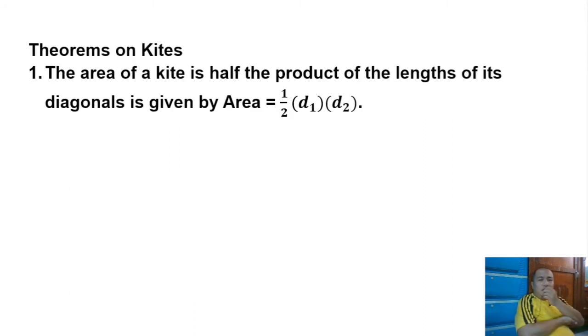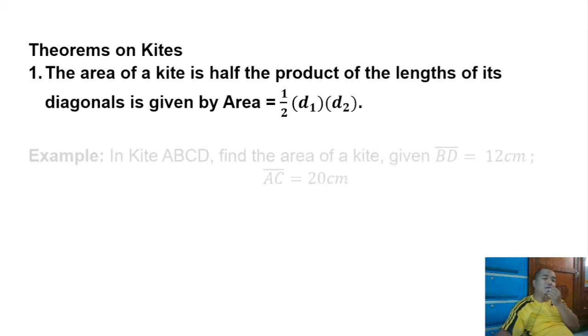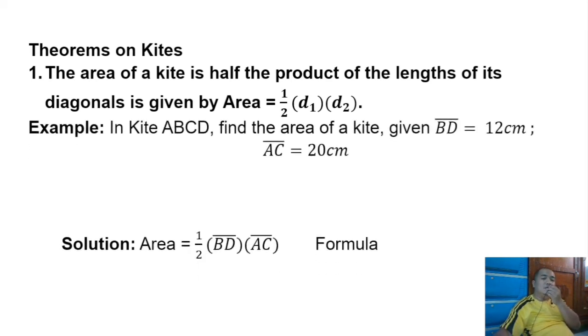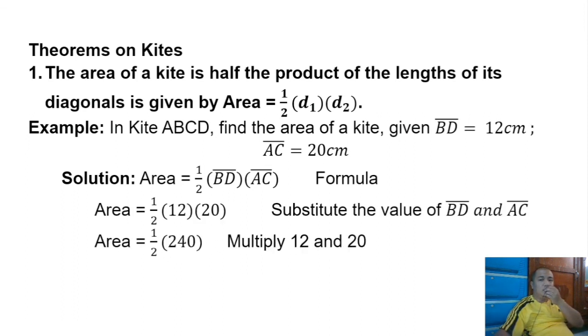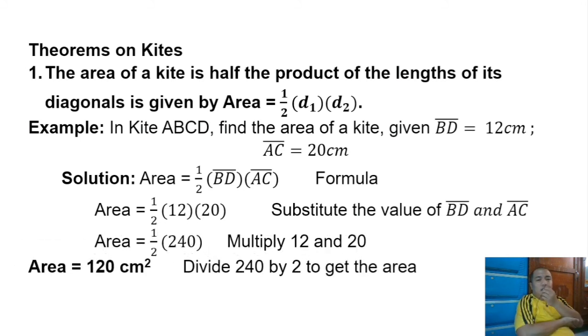Now, theorems on kites. The area of a kite is half the product of the lengths of its diagonals. Formula: area of the kite is equal to 1/2 times the product of the two diagonals. In kite ABCD, find the area of the kite given BD is 12 cm and AC is 20 cm. Just multiply the two diagonals and divide by 2. 12 times 20 is 240, divided by 2 is 120 cm squared. That is the area of the kite.